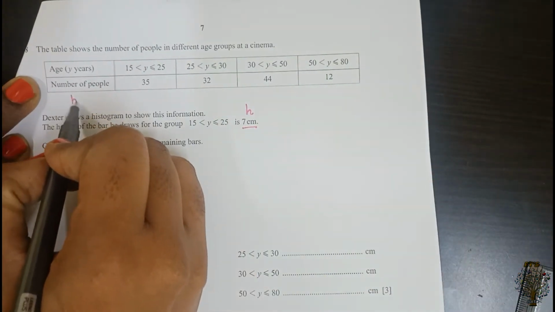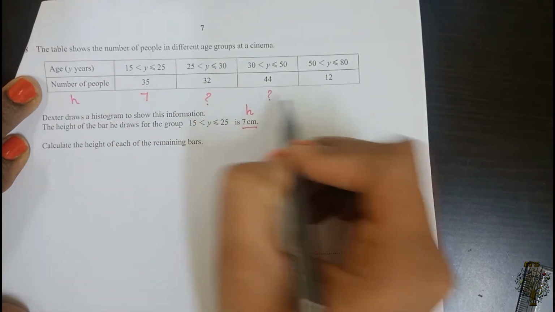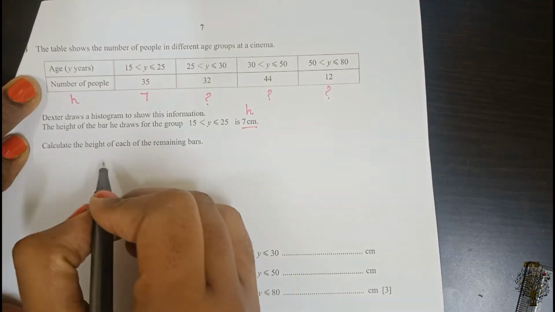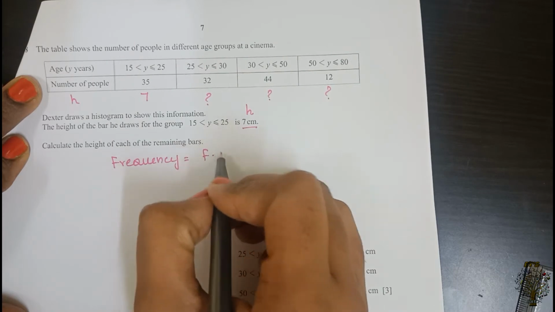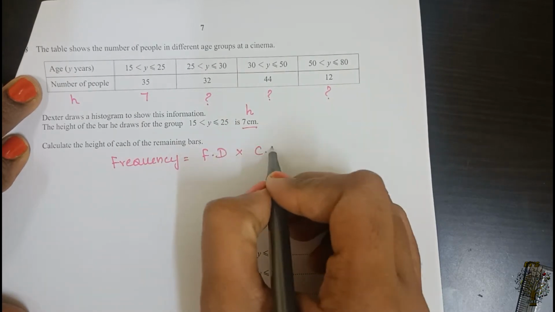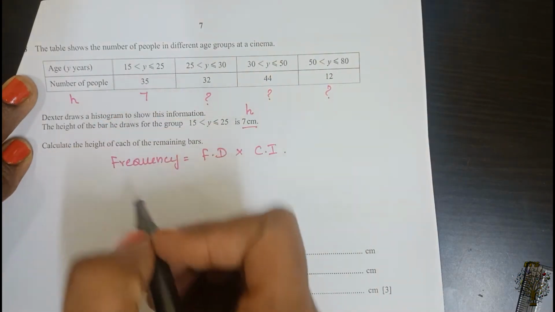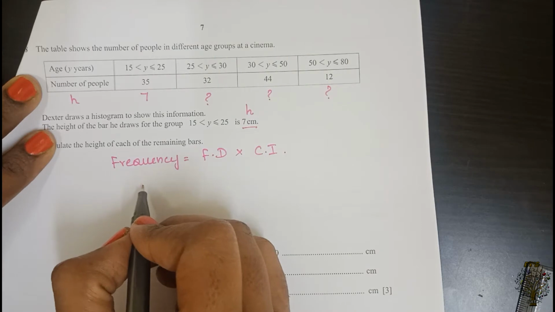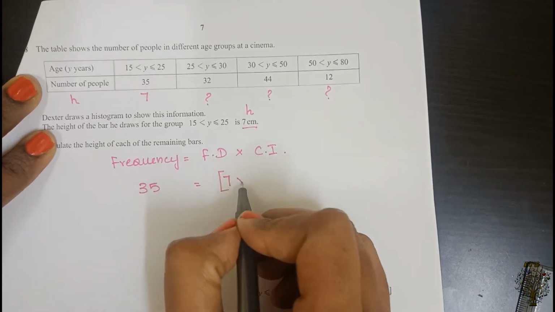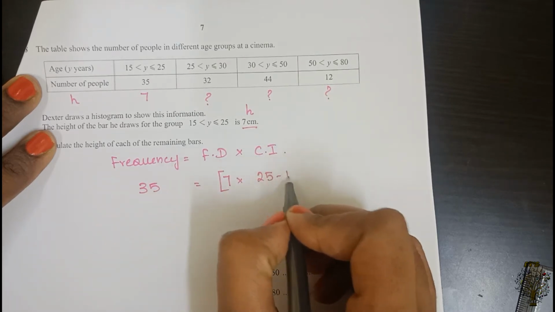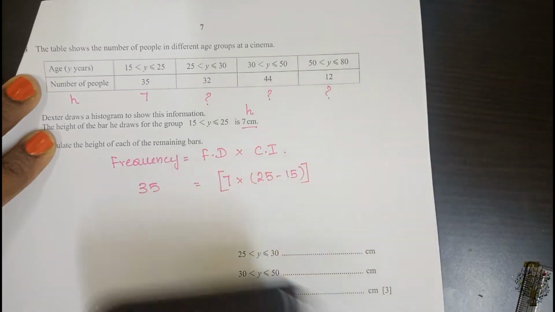We have the height of 15 to 25, that is 7. We are going to find the height of these three. You know the formula, frequency is equal to frequency density multiplied with class interval. And you should check for the scale factor. So first I will check here, frequency is 35. 35 is equal to frequency density, that is height, multiplied with 25 minus 15. So let me check this.